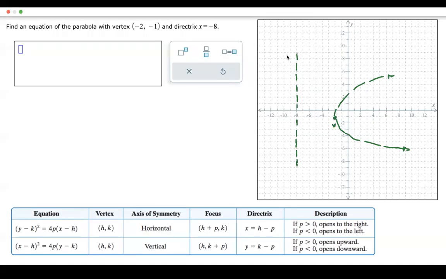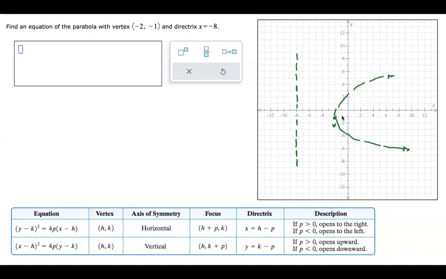And if this is our vertex, let me highlight it, and the vertex is always at h comma k, that means that h is equal to -2 and k is equal to -1. Now that we know that this is horizontal and it opens to the right, it means that the value of p needs to be positive. So we're going to use this equation: y minus k squared is equal to 4 times p times x minus h.